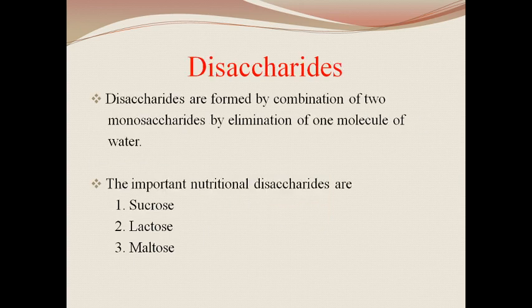Next, disaccharides. Disaccharides are formed by combination of two monosaccharides. Di means two. So, when two monosaccharides combine, it will form a disaccharide. Examples: sucrose, lactose, maltose.